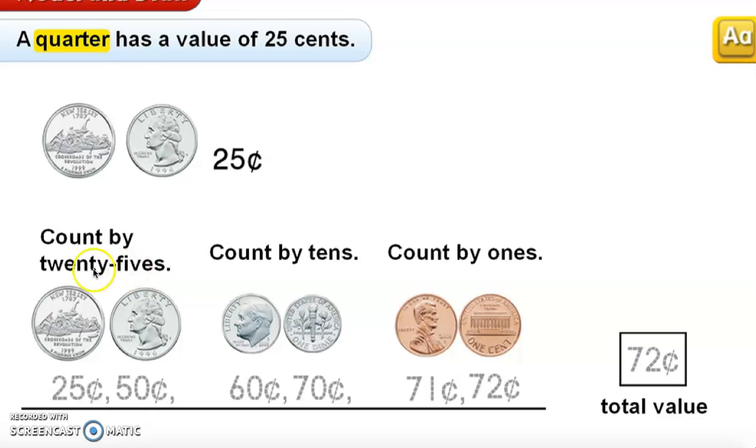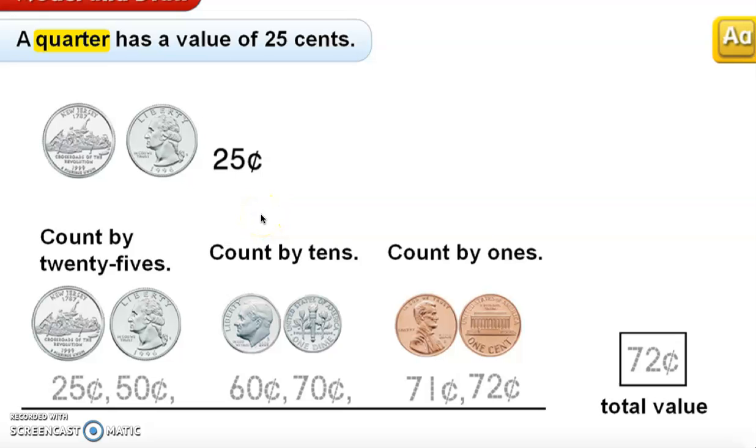So if we have all of these coins right here, we would start by counting the bigger ones first, or the ones that are worth more. Not necessarily the ones that are bigger in size, but the ones that have a bigger value, right? So in this case, the quarter has the biggest value, then the dime, then the nickel, and then the penny. And remember, even though the nickel is bigger than the dime, it's still worth less.